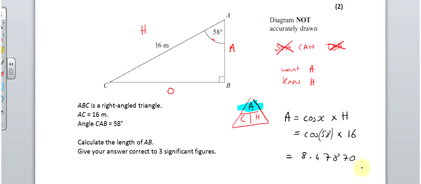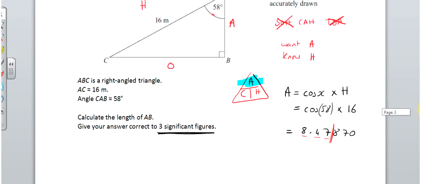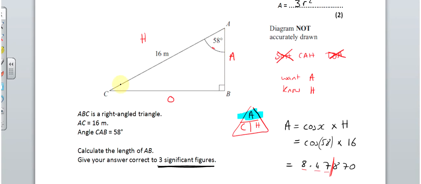And notice again, I'm writing too much here. The reason for that is because they want the answer to 3 significant figures. So I'm going to do that now. 1, 2, 3. It's going to be chopped off there. So the answer is going to be 8.4. Now it's not going to be 7 because of this 8 here. It's going to be 8.48. And there we go. Let's just have a quick look at it. 8.48, it's shorter than this one, which is the longest side, so that's a good sign. Always check that your triangle makes some sort of sense.